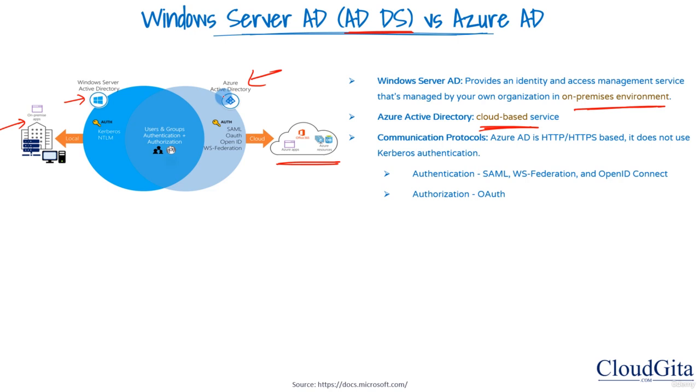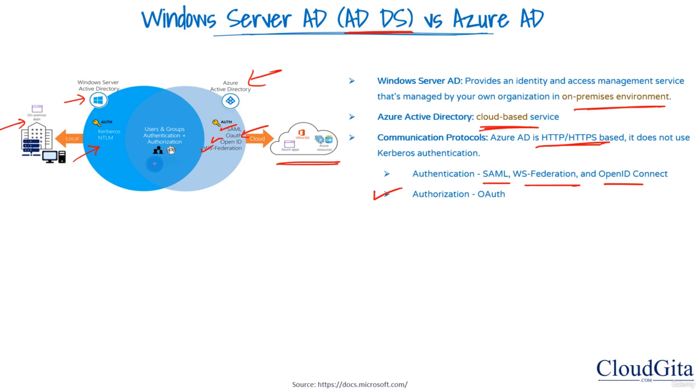Now both of these services do more or less the same thing. I mean, they are kind of the same, but behind the scenes, they are not exactly the same. So what is the difference? For example, Windows Server Active Directory uses different protocols for authentication. It uses the Kerberos or NTLM protocol. But Azure Active Directory is an HTTP or HTTPS based service, so it cannot use Kerberos or NTLM. It uses SAML, WS-Federation or OpenID. Azure Active Directory uses these protocols for authentication, and OAuth for authorization.